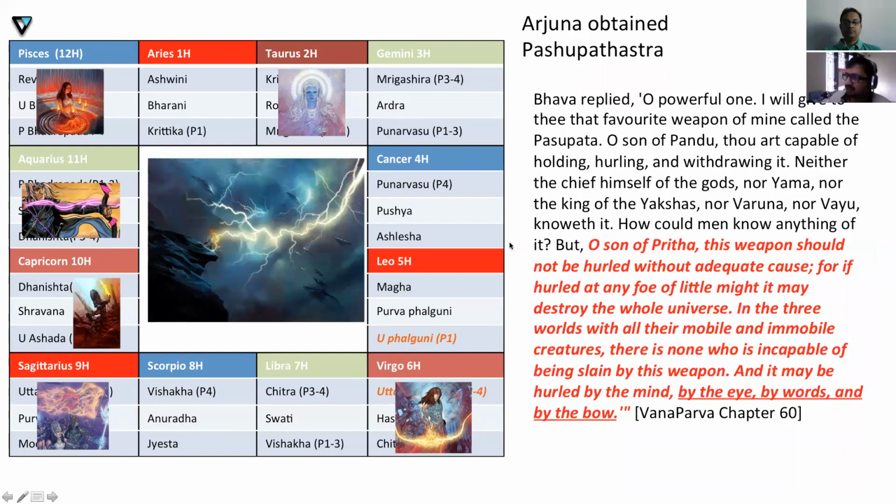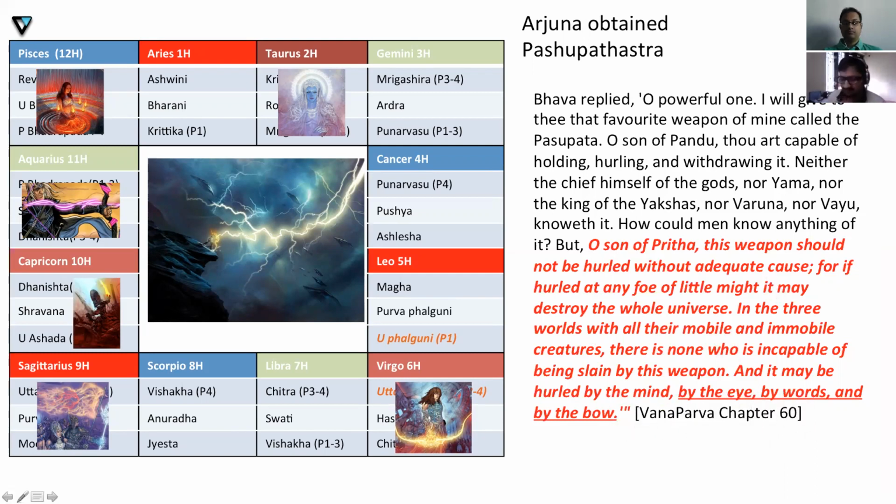Shiva told Arjuna, "O son of Pritha, this weapon should not be hurled without adequate cause, for if hurled at any foe of little might, it may destroy the whole universe. In the three worlds, among all mobile and immobile creatures, there is none who is incapable of being slain by this weapon. And it may be hurled by the mind, by the eye, by words, and by the bow." So there is a deeper meaning here. I just underline these words: the eye, words, and bow, and also the mind.